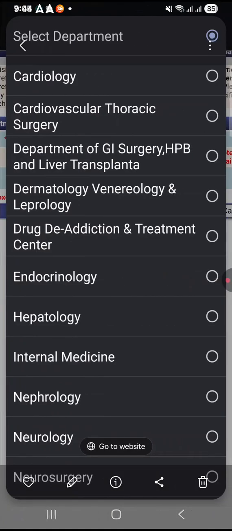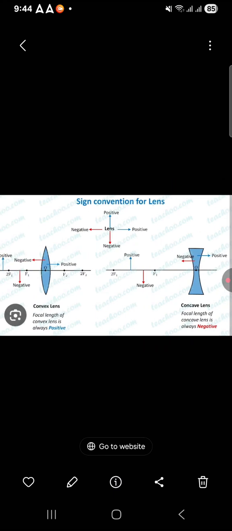Now we will discuss the lenses. Here basically there are two types of lens which we will discuss. One is convex lens, which is thick at middle. Another one is concave lens, which is thin at middle.